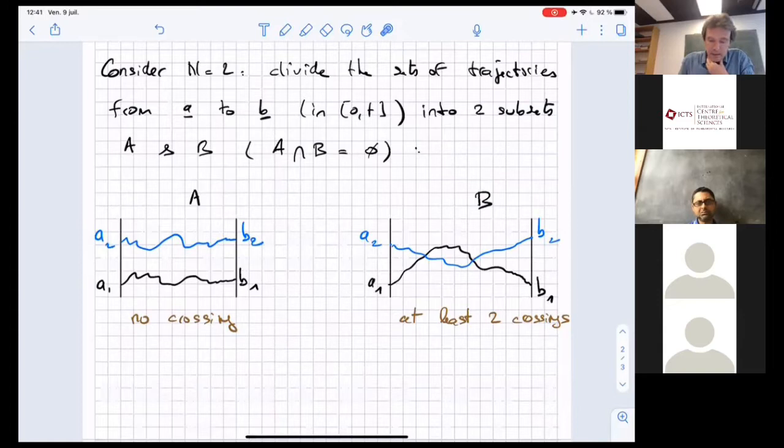Now, the trick that was proposed by Karlin and McGregor is a kind of generalization of the so-called reflection principle that you have maybe encountered when you study a single Brownian motion in the presence of an absorbing boundary. And here it works as follows. So the idea is to look at the first crossing, say this one. And what you will do here is to permute the two particles.